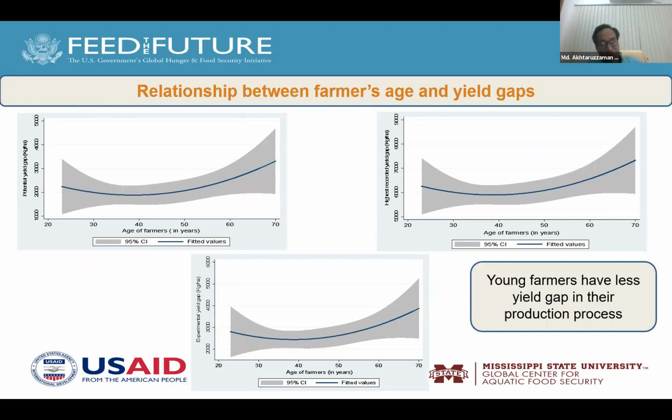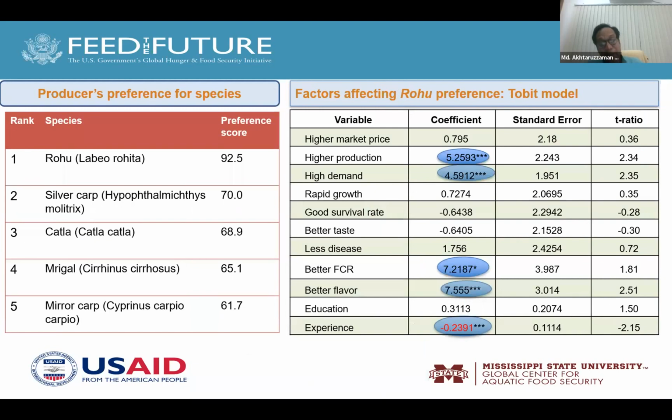So next slide, please. These 3 figures show the relationship between age and yield gap, and we can see that the yield gap decreases up to a certain level of age, near 45 years, then the yield gap increases with age. So young farmers have less yield gap in the production process. That means young farmers are more efficient and productive. Next, please.